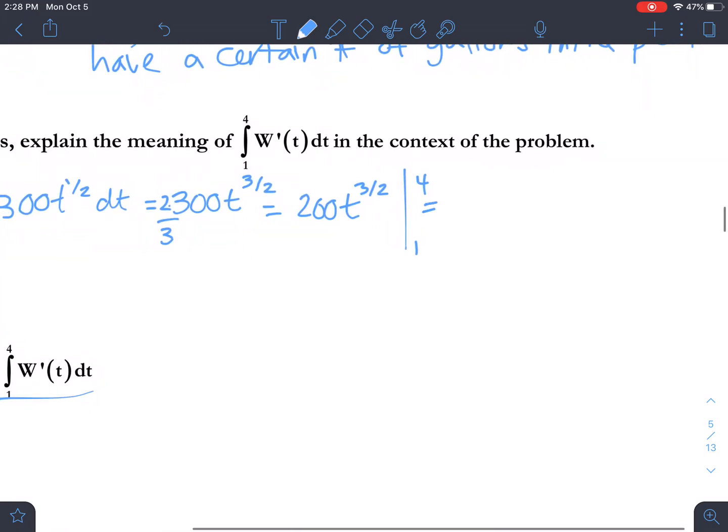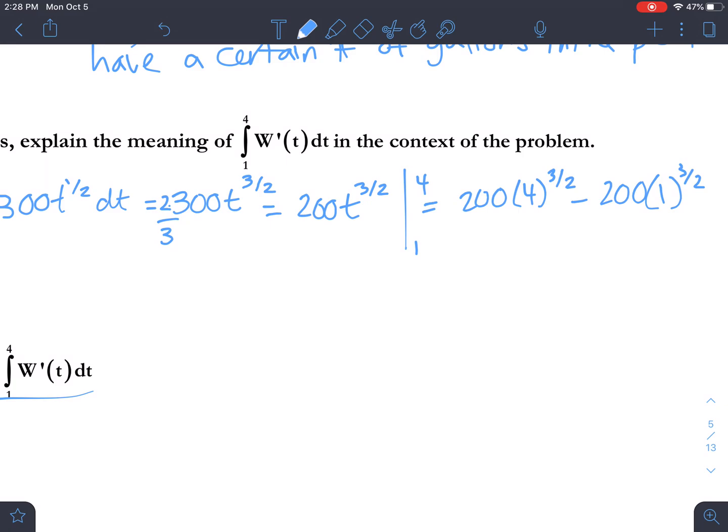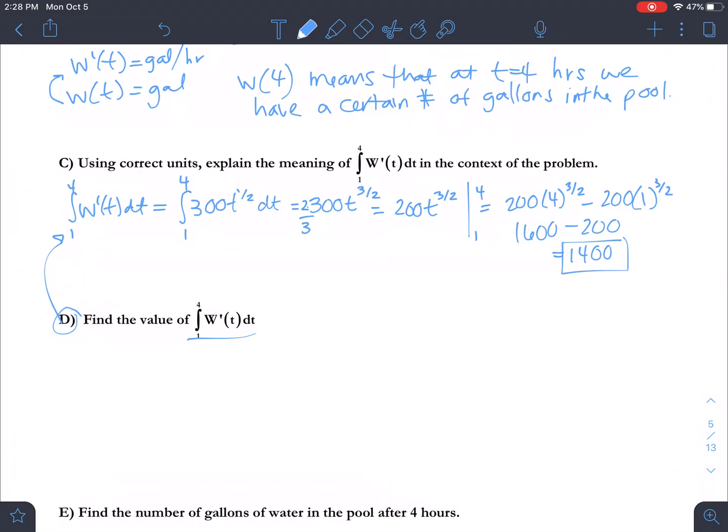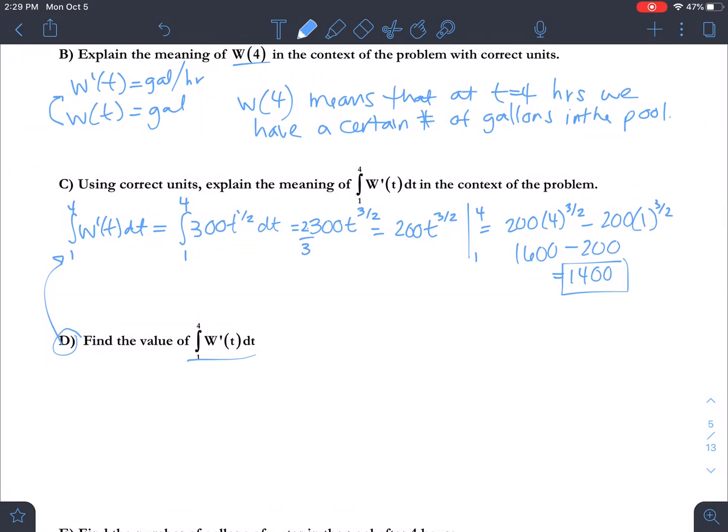We're going to plug in 200 times 4 to the 3/2, which is the square root of 4 cubed, minus 200 times 1 to the 3/2. And we end up with 1600 minus 200, which is 1400. And again, what do we know here, guys? We know that the integral of W prime of t, which is gallons per hour, dt, times hour, would be gallons. So this is going to be in gallons.